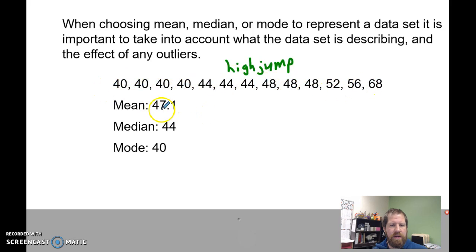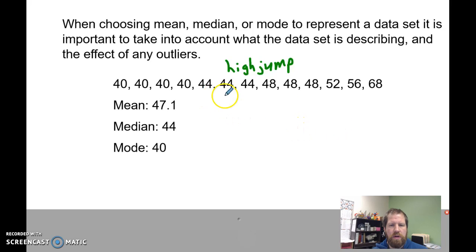All right, and I've calculated our mean, our median, and our mode. So we have these three values, and we're looking for the one that represents this data the best. Now if I'm looking at this and I know how high jump works, I know that they start jumping at a 40-inch bar, and if they make that, they go up to a 44-inch. If they make that, they go up to 48, and on and on.